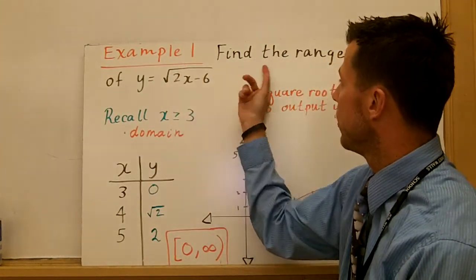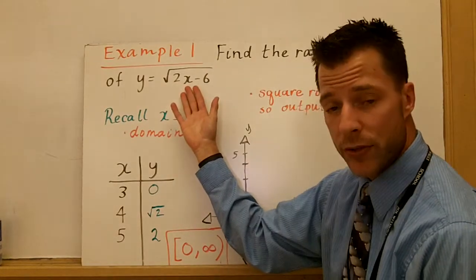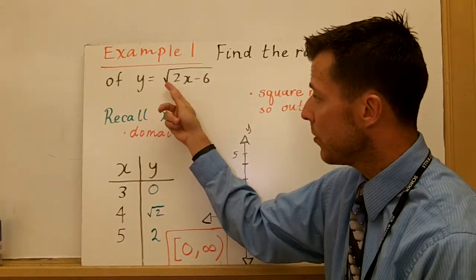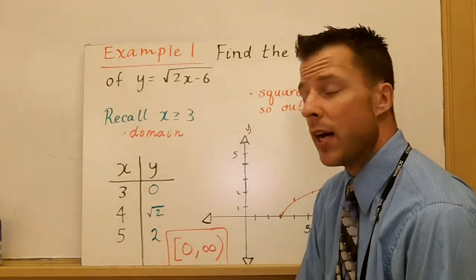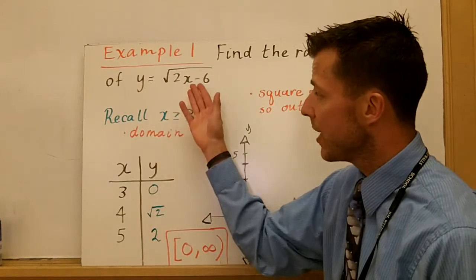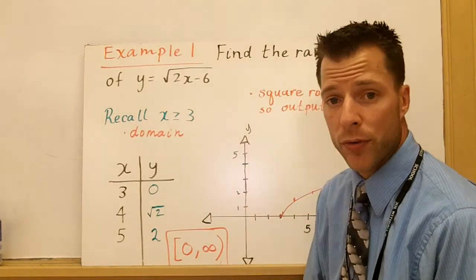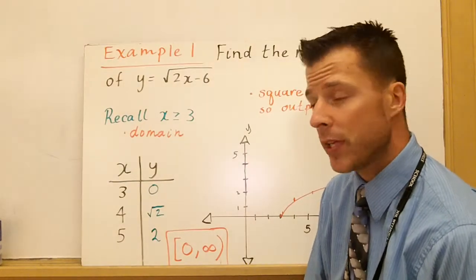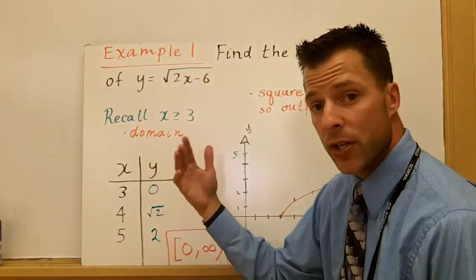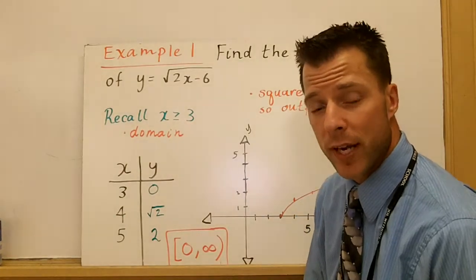Now, in example 1, we want to find the range. Again, from our previous slide, we saw that y equals the square root of 2x minus 6. We recall that x had to be greater than or equal to 3 because this is a radical, and underneath a square root or a fourth root, we can't have negative values. We can't have the radicand be negative. So just remember that x had to be greater than or equal to 3. Now that's the domain value.